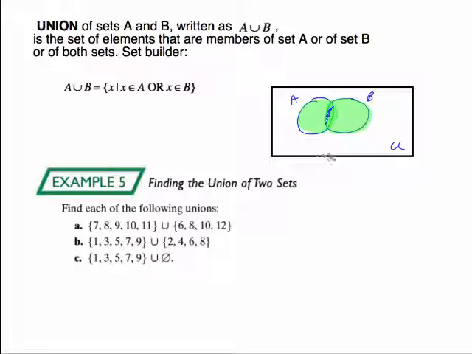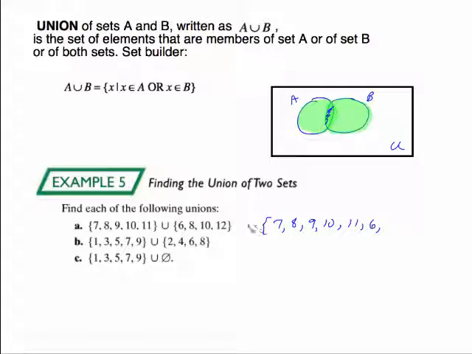You can do the union for a Venn diagram. You can also do the union just looking at a bunch of sets. So if I want to do the union between these two sets, I just write them down. 7, 8, 9, 10, 11, and then go over to this set and write down anything we haven't already written. 6. The next element in this set is 8.